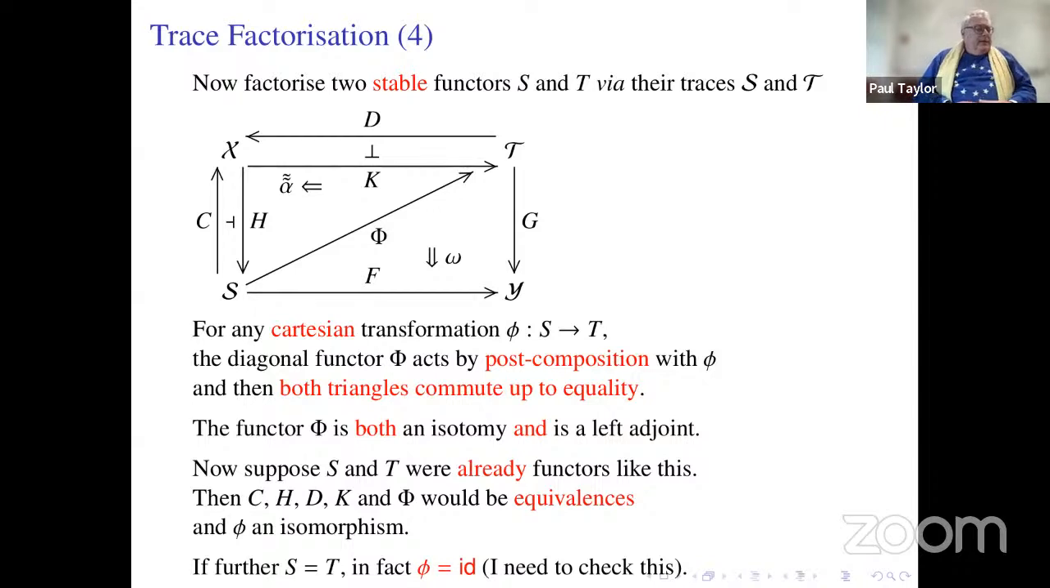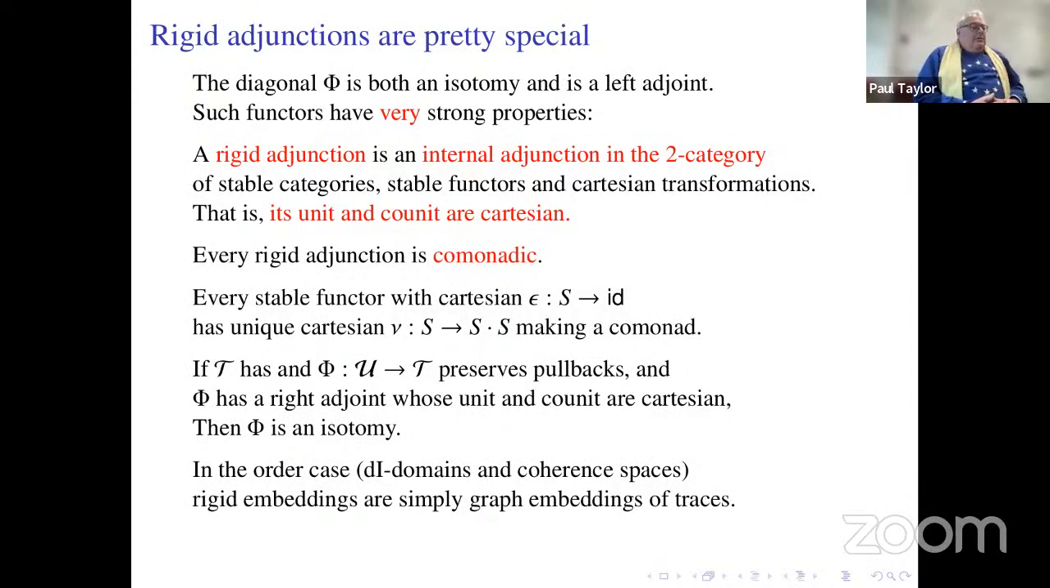And functors like phi have very, very, very strong properties. So it's a rigid adjunction, that is to say, it's an internal adjunction in the two-category of stable categories, stable functors and Cartesian transformations, by which I mean that the unit and the co-unit are Cartesian transformations. And then you find that every rigid adjunction is actually comonadic. And even when we've got a stable functor with a Cartesian map into the identity, so that is a co-pointing functor, that is uniquely a comonad. So you don't actually need the multiplication to define it.